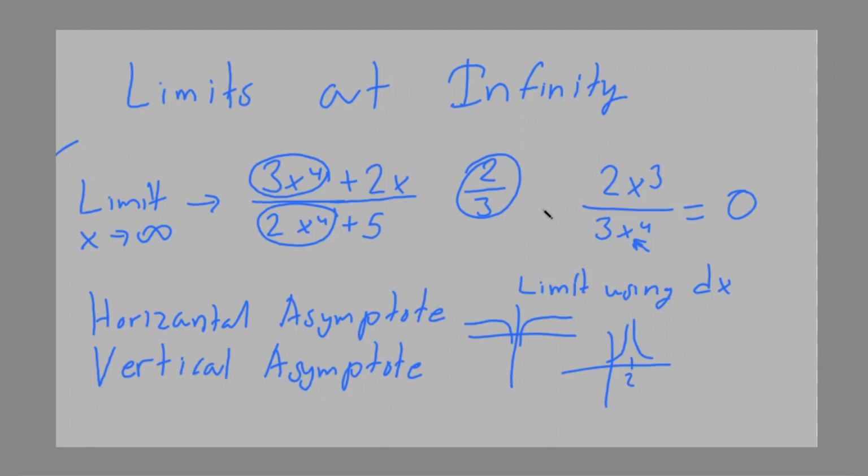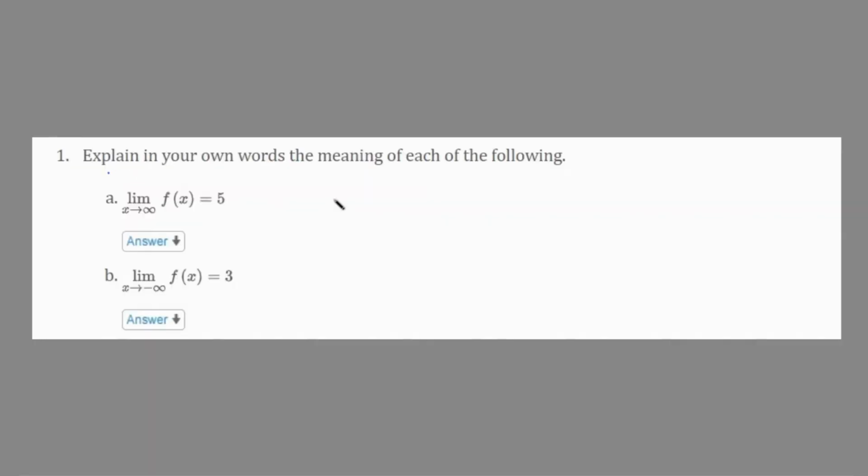Another way of finding the limit as a graph goes to infinity is using derivatives. If we find the derivative of the numerator and the denominator separately, we could also deduce that the graph will approach 2 over 3. So let's get towards the questions. Let's start with number 1.